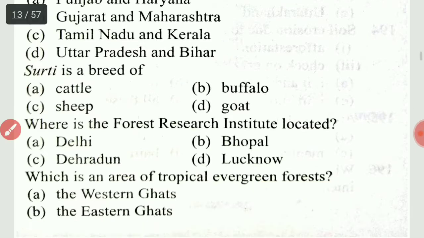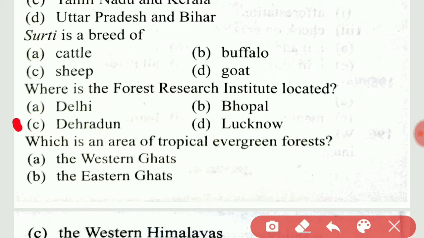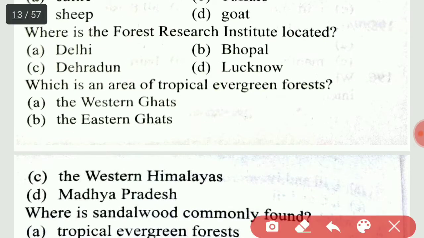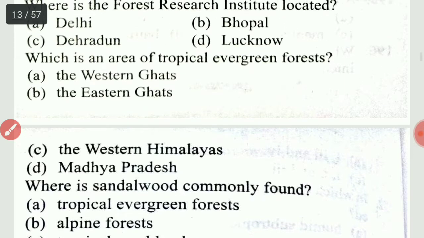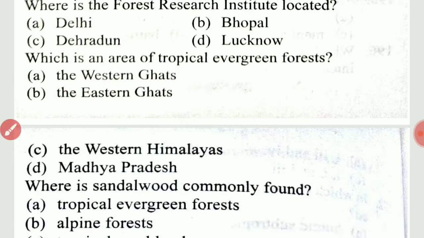Next, where is the Forest Research Institute located? Very, very important question. The Forest Research Institute is located in option C, Dehradun. Next, which is an area of tropical evergreen forest? The right answer is option A, the Western Ghats. The Western Ghats is an area of tropical evergreen forest.